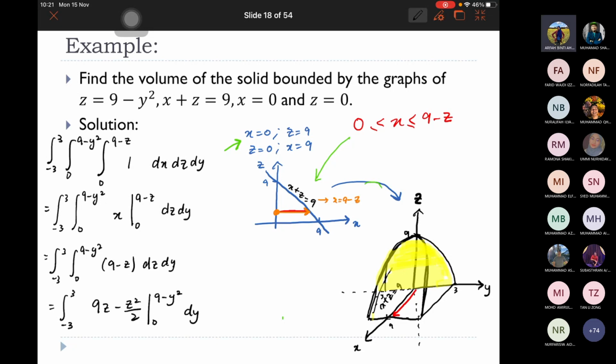Ada yang dapat? Kurang tepat. Bukan kurang tepat, memang tak tepat lah. Dia agak complicated juga sebab awak ada 9 tolak Y kuasa 2 tu kan? 194.4. Sekejap eh, saya kira. 9.